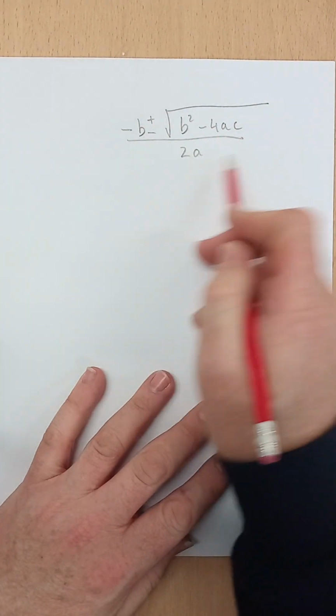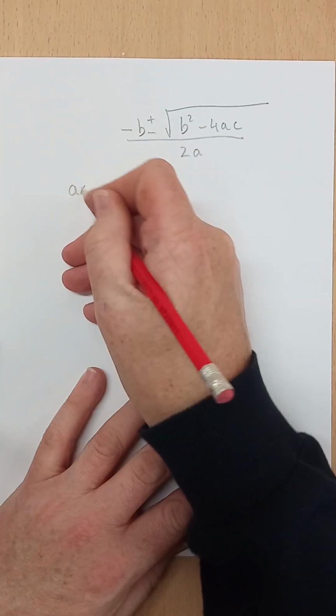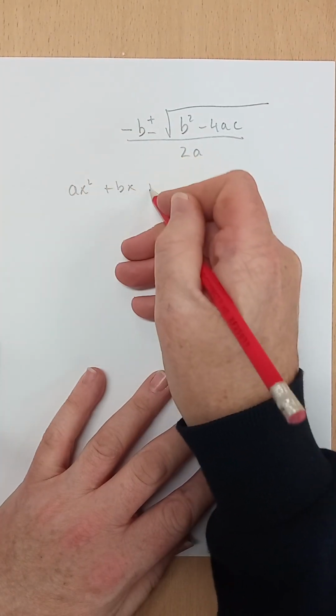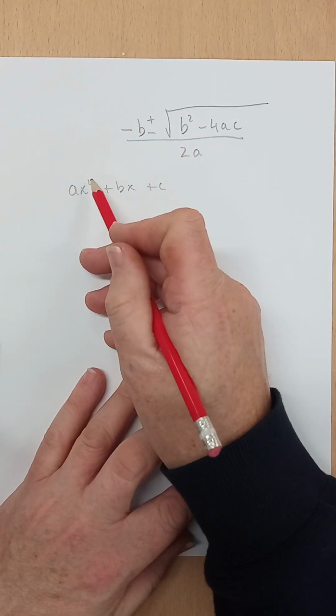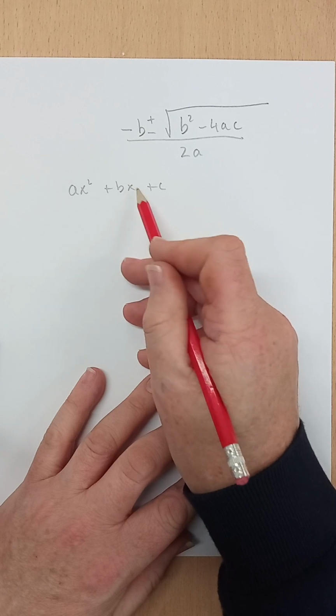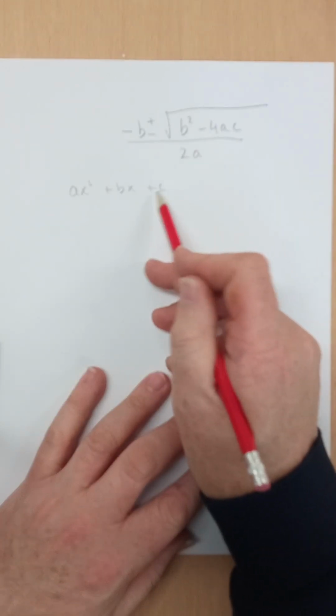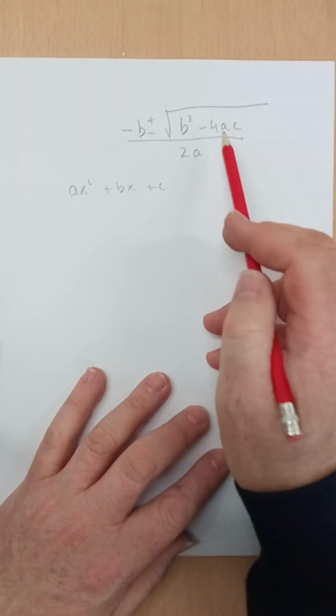And where are these a's, b's and c's coming from? Well, they're coming from a generic quadratic of the form ax squared plus bx plus c, where a is the coefficient of the highest power, in this case the squared, b is the coefficient of the lowest power of the variable, in this case the single variable x, and c will always be the constant. So this is how you would fill it out.